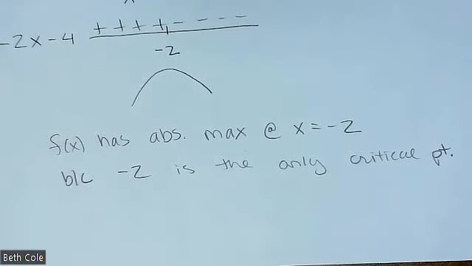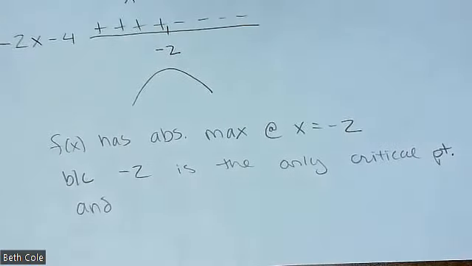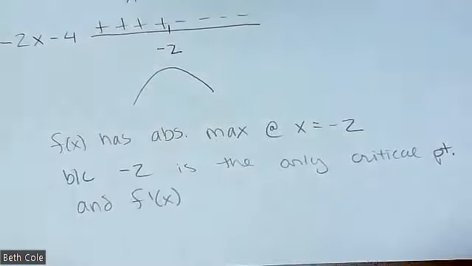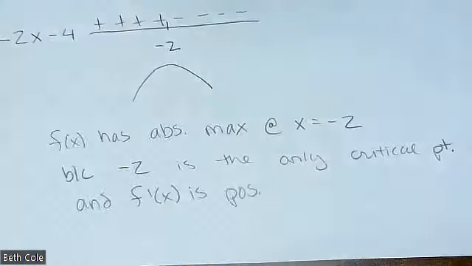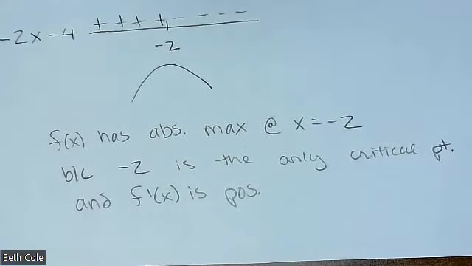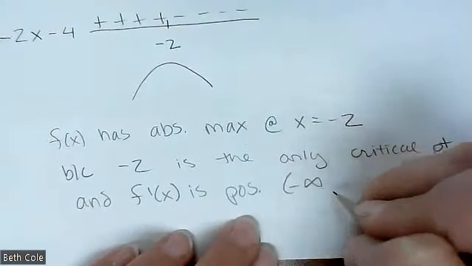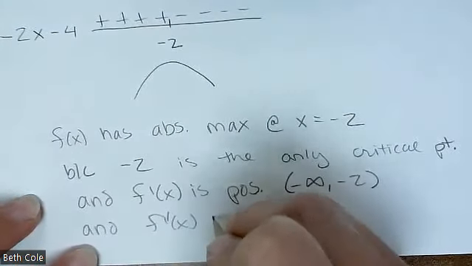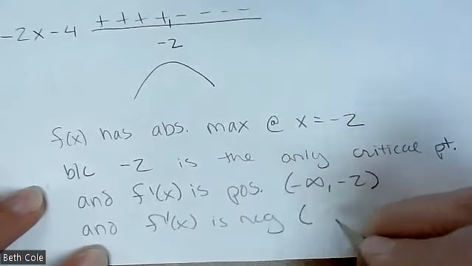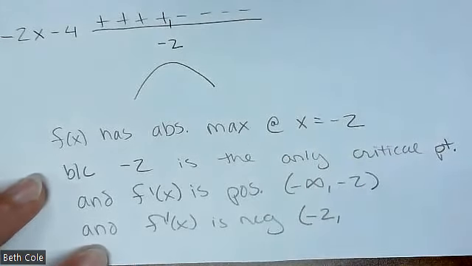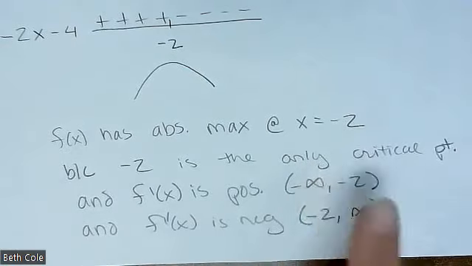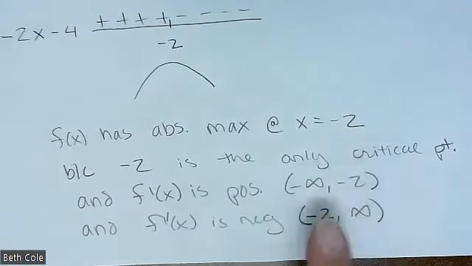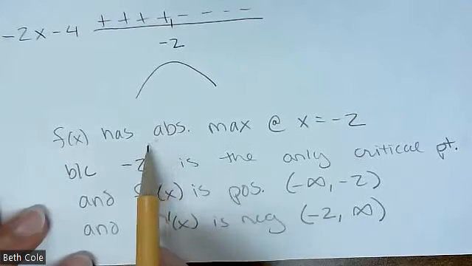Your instincts are in the right place. You guys all have common sense. Because -2 is the only critical point, and here's where you have to show you thought about the whole number line. F prime, who is your source, is positive where? On what section? -infinity to -2. And F prime is negative -2 to infinity. That shows that it's the only critical point and you considered the whole number line. That's why it would have to be absolute.